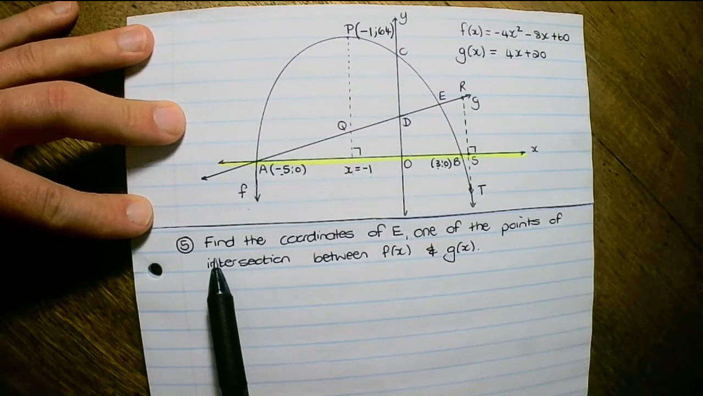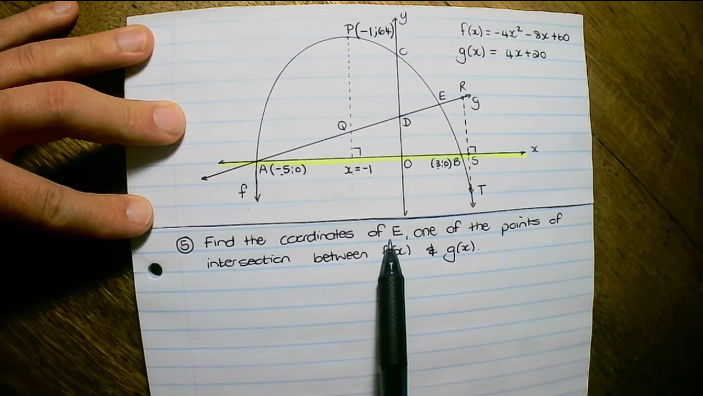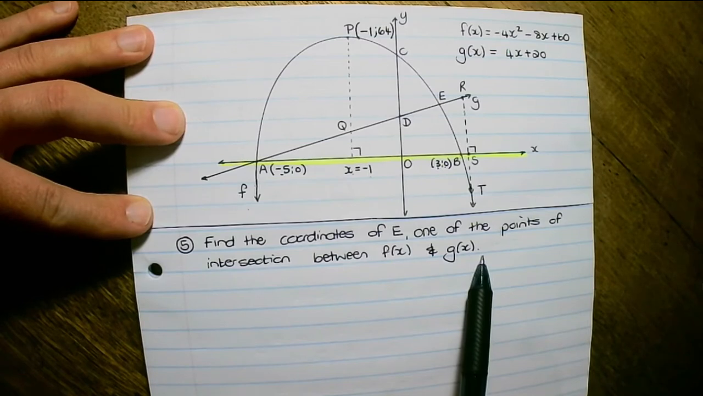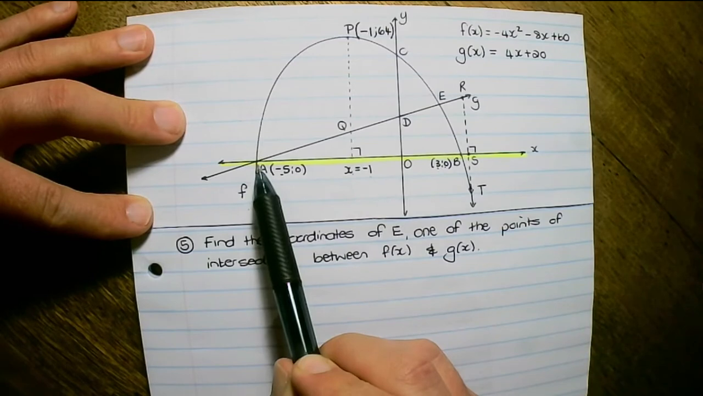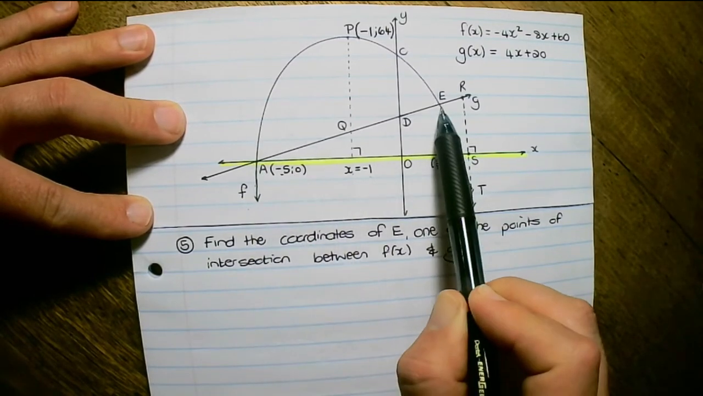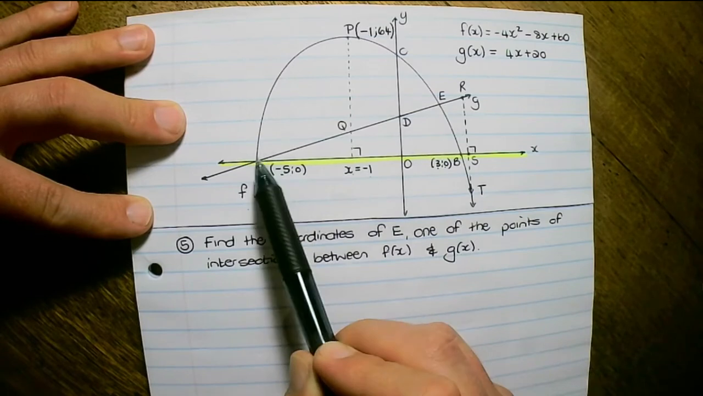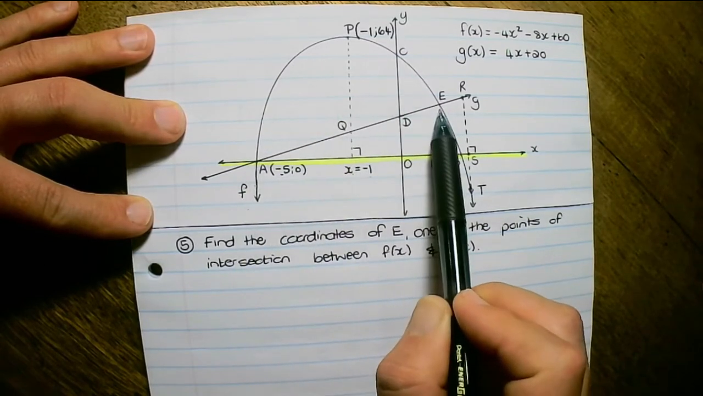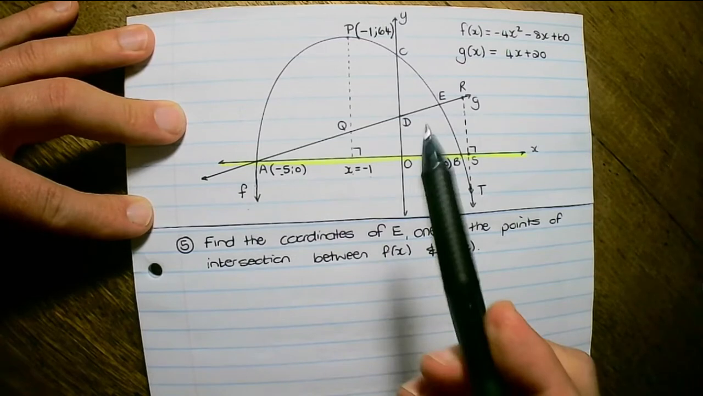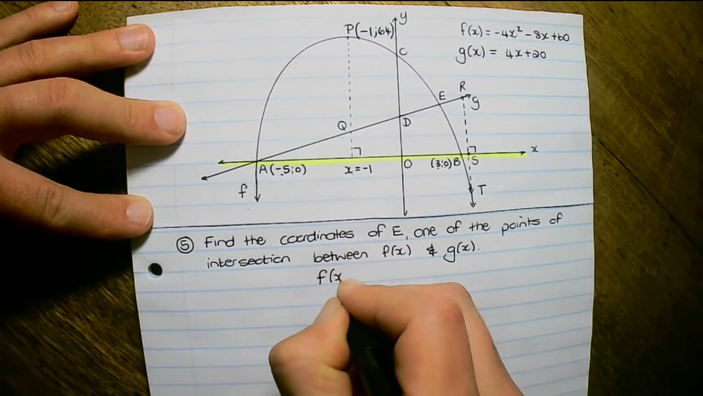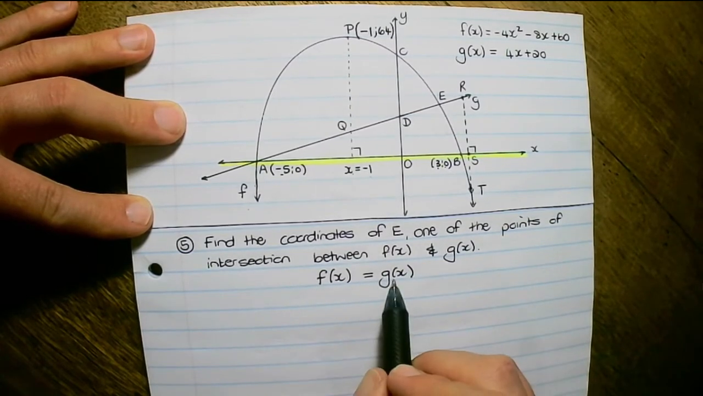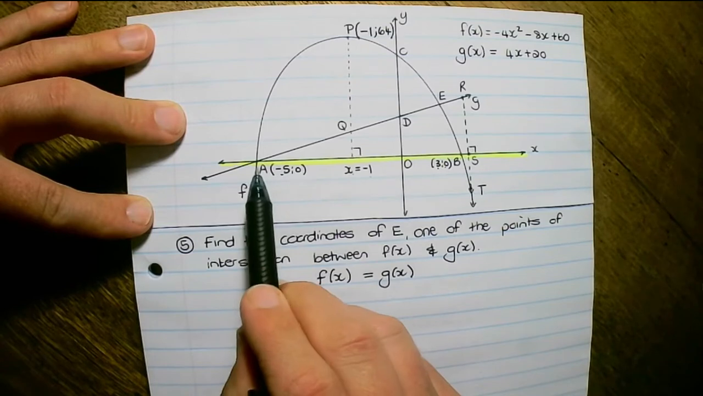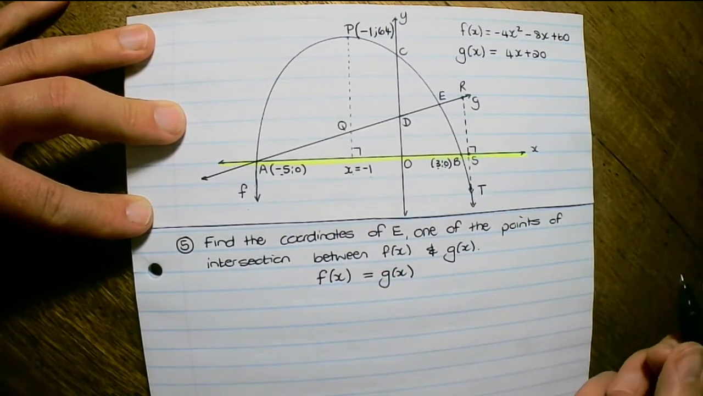Okay, our next question is find the coordinates of E, one of the points of intersection between f(x) and g(x). So at a point of intersection, here we have two at points A and E, but at points of intersection, the two graphs are equal to each other. So the two functions, f(x) and g(x), would be equal. Now, if we make them equal to each other, that will allow us to find the x coordinates of intersection.